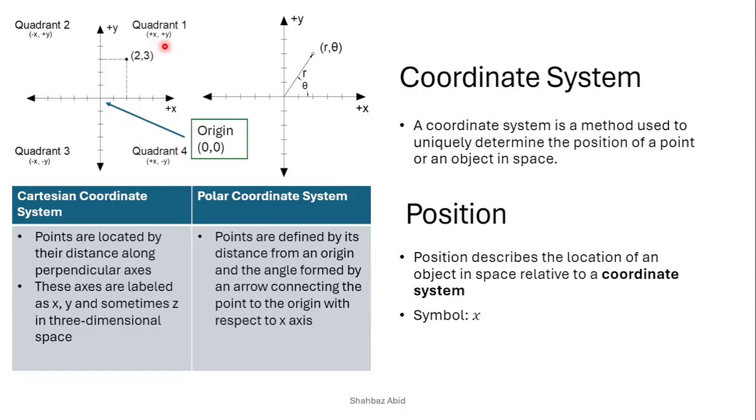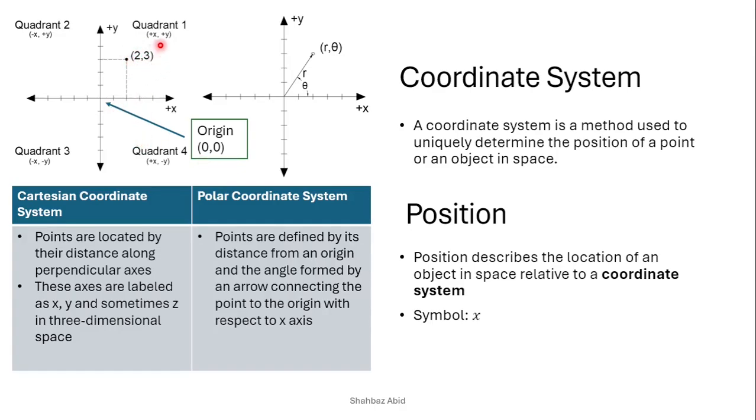I have mentioned the quadrants as well. Quadrant 1 has plus x and plus y, quadrant 2 has negative x and positive y, quadrant 3 has negative x and negative y, and quadrant 4 has positive x and negative y. We need to remember this in the vectors chapter, so this is just an introduction for that chapter. The origin is the intersection of the two dimensions, which is 0 x and 0 y.